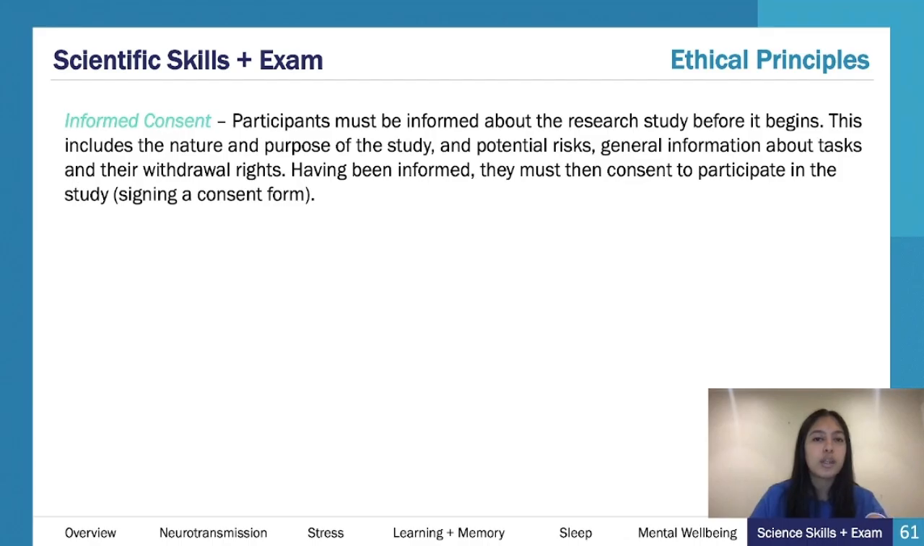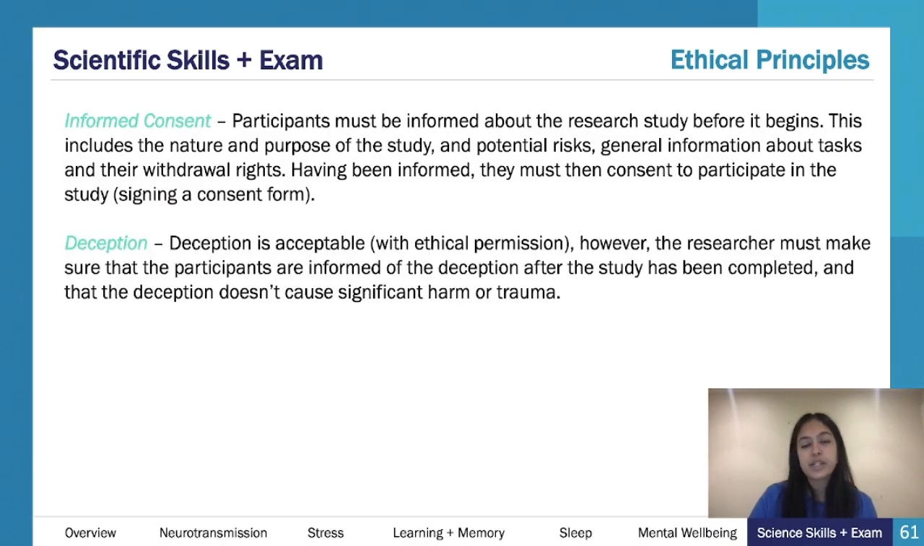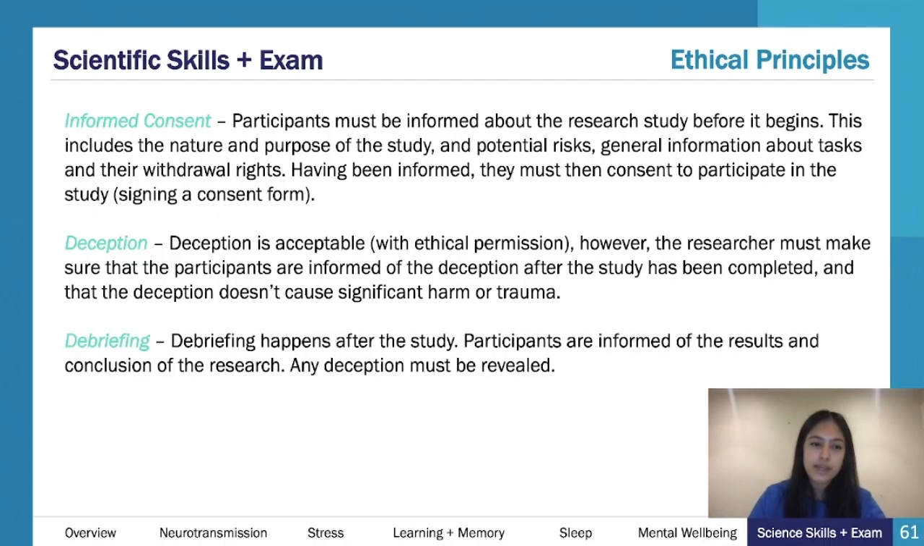Super important. Arguably the most important ethical principle, informed consent. They have to know what the experiment is about, what it entails, what the risks are, what it's for. Obviously, if you use deception, you can omit certain details, but you obviously have to disclose that after. But informed consent is very, very important. Deception is what we've just discussed. So again, you can deceive someone or withhold some information. You have to do it ethically. You have to receive permission, and it can't be something very, very harmful. Like the deception can't lead to psychological trauma, obviously.